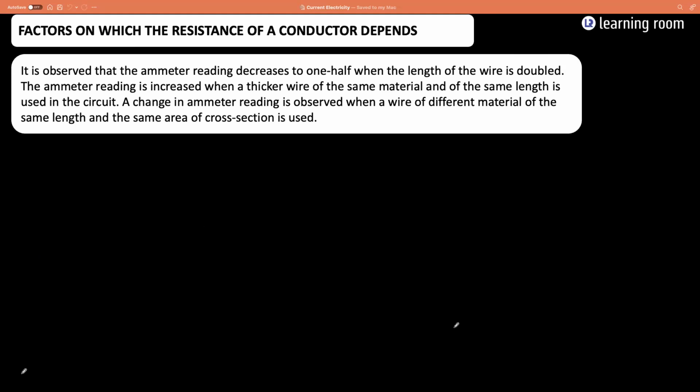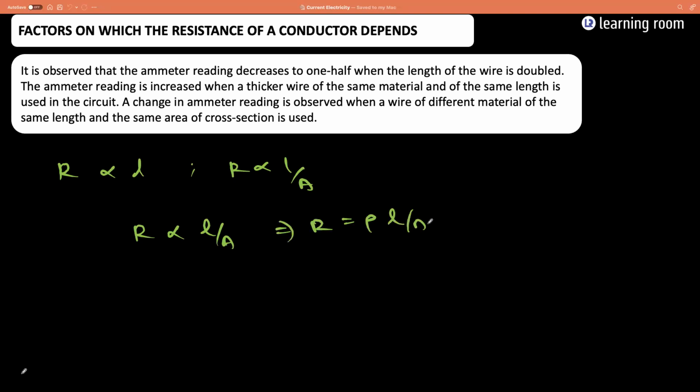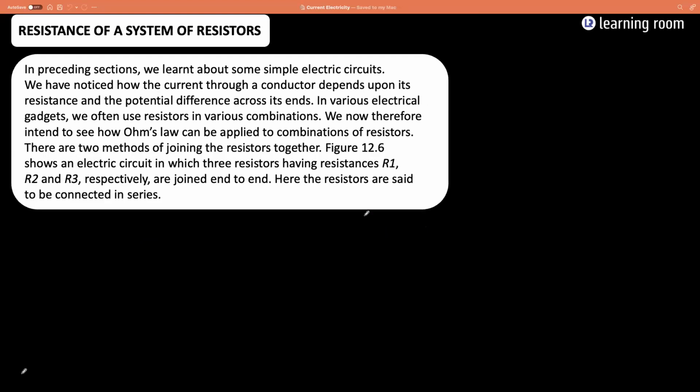Done. Next. Factors on which the resistance of a conductor depends. Resistance is observed to be directly proportional to the length of the conductor and inversely proportional to the area of the conductor. When you combine both, R is proportional to L by A, which also implies R is equal to rho into L divided by A, where rho is called the resistivity.